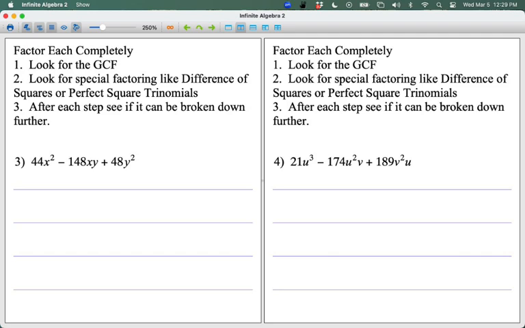Welcome back. Let's try this one. Can I take something out of all of these? Yes, I can take out 4. When I take out a 4, I'm left with 11x squared minus 37xy plus 12y squared. This is not a difference of squares this time, but you can do something with it. This is our box method.